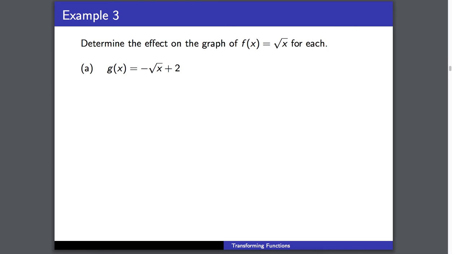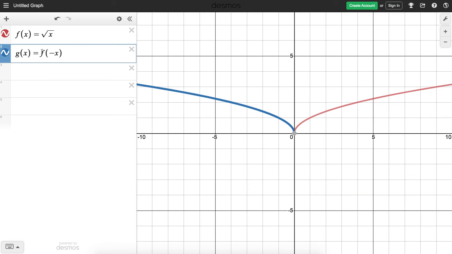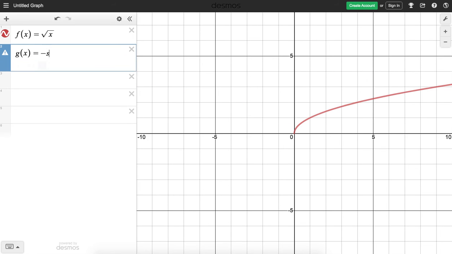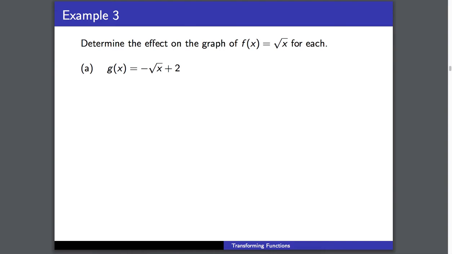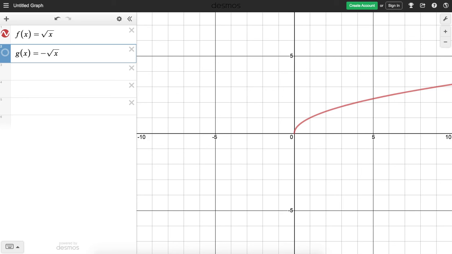All right, example 3, determine the effect on the graph of f of x is the square root of x for each of the following. So we have g of x is negative square root of x, and then plus 2 outside the function. So a little bit of review from the last video. So let's take a look at, let's delete this, and we have negative square root of x. I'm just going to uncheck this for a second, and then plus 2. Well, matter of fact, let's see what happens first with the negative square root of x.